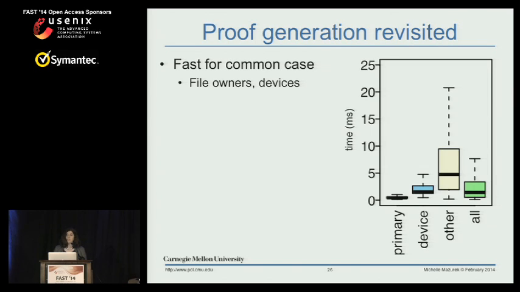And so what you can see in this graph is that that's definitely true. The first column over there is file owners or primary users who can make proofs for their content in about 1 millisecond. And the devices are also pretty fast, in about 2 to 3 milliseconds. We also did a lot of microbenchmarks to understand how proving time is affected by changes in the types of policy and content that exist in the system. So I don't have time to show all of these, but they're in the paper, and some of them are also on my poster, so you can come talk to me about them later.